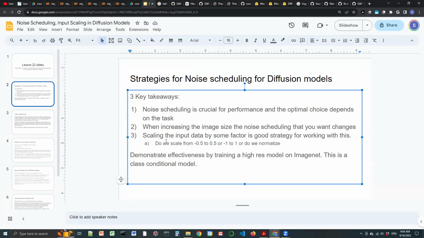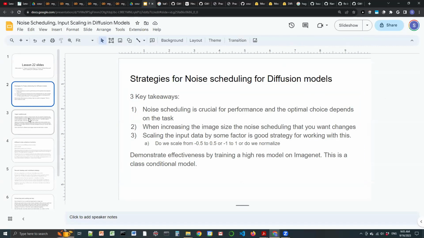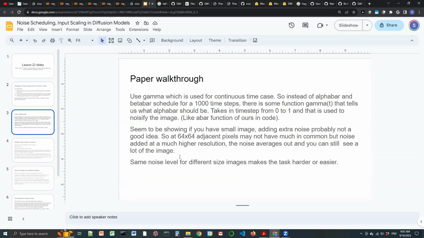And then they demonstrate the effectiveness of the method by training a very high resolution model on ImageNet. And this is a class conditional model. So far, what we have been working with has no class conditioning, which is to say we just generate randomly any one of the 10 classes of fashion image. We don't say, I want you to generate an image which is a shoe. So that's not what we are doing yet. We'll look at how to do that in a subsequent class. So he walks through the paper.